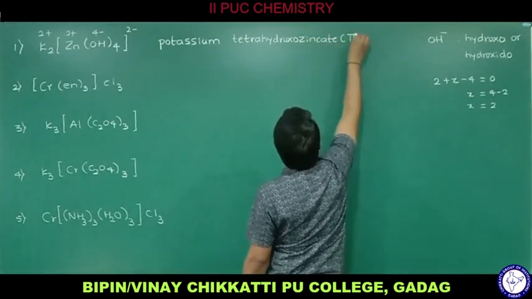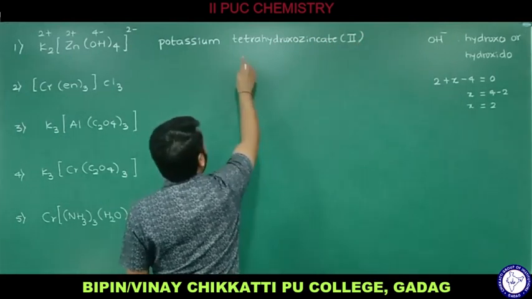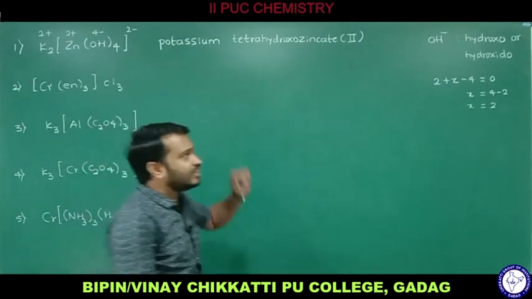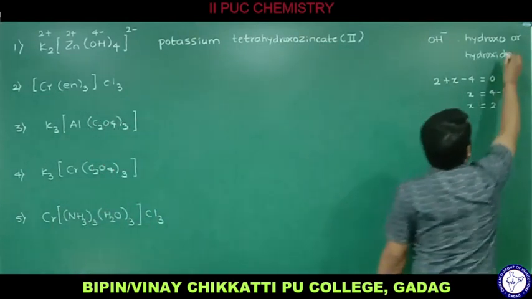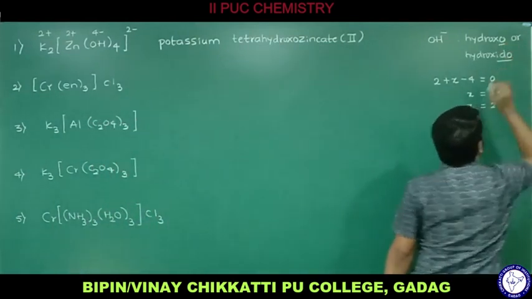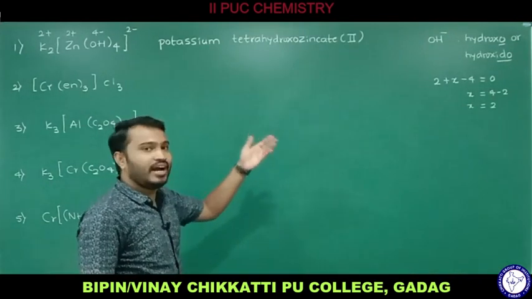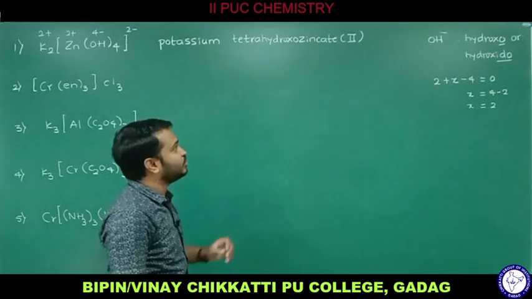zincate and Roman number 2. And remember, if you write tetrahydroxidozincate, that is also right. As I told you, usually we write O, and O is going to be replaced by IDO: chloro, chlorido. Similarly, hydroxo, you can consider any one. If you write hydroxide also, that is right.